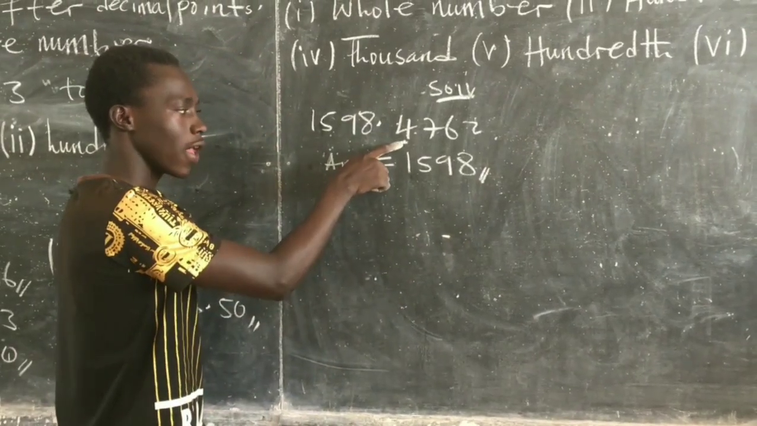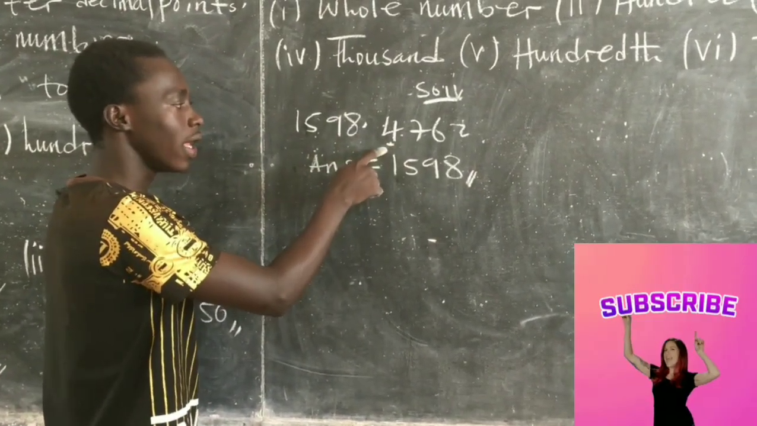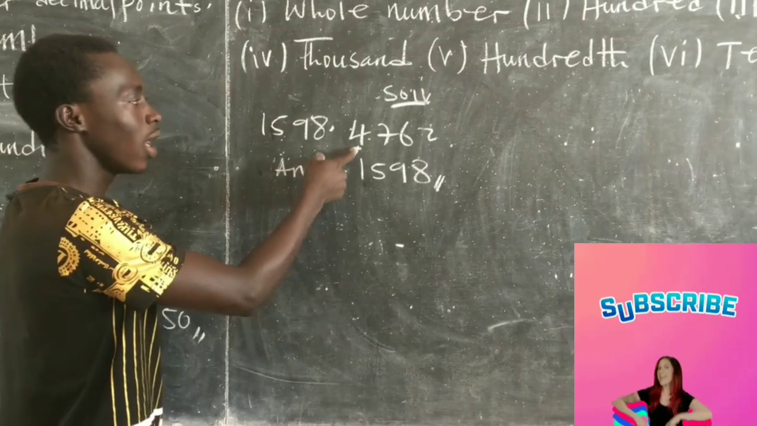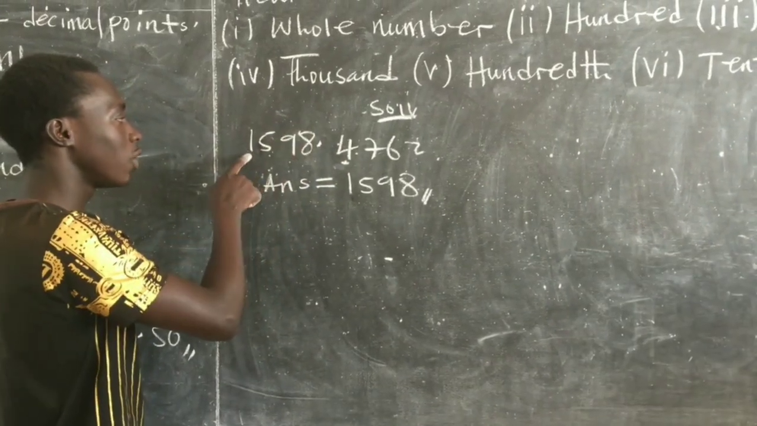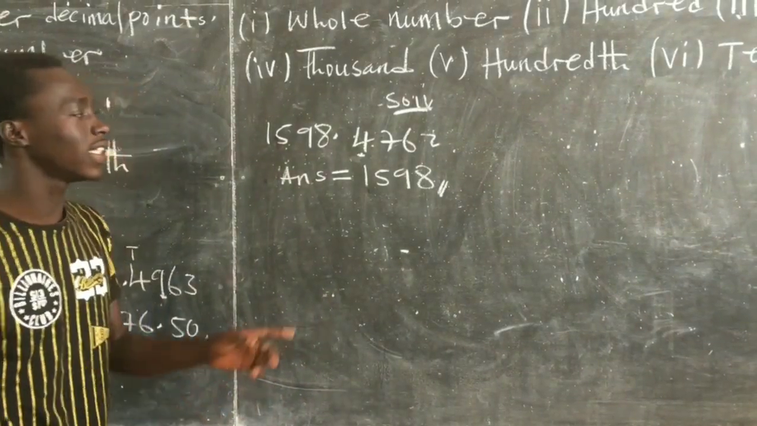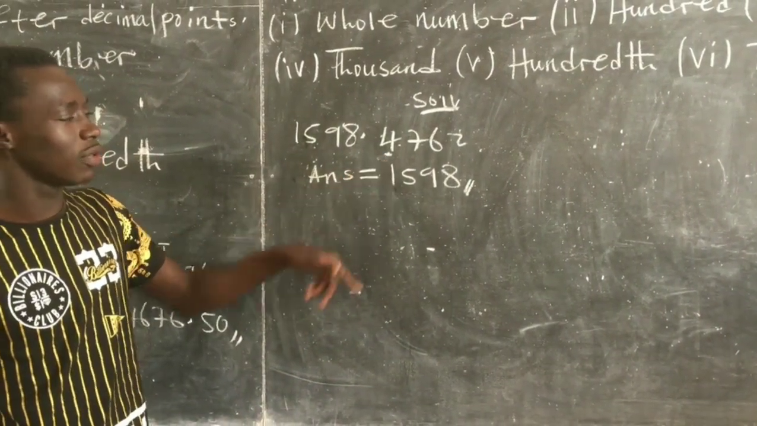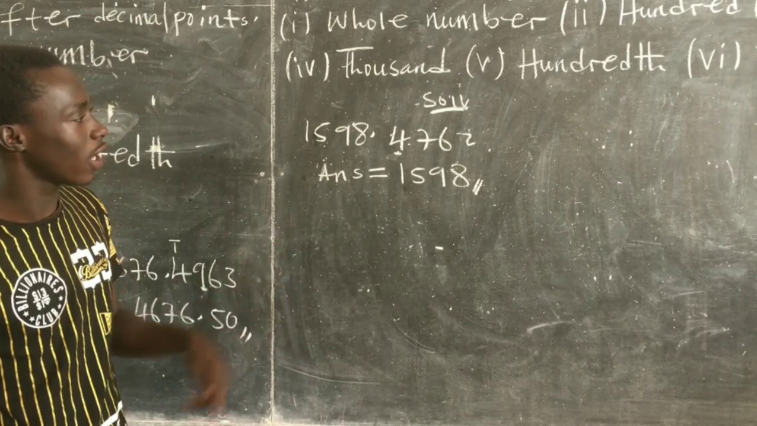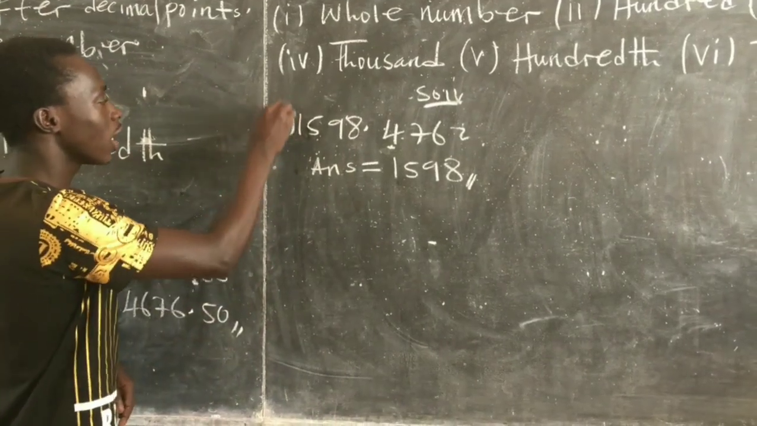If here was 5, let's say here was 5, then we have to take 1 from that 5 and add it to this 8. Therefore, this will become 1599 in nearest whole number. But since it is less than 5, it means we have to round down. That is the final answer for this one, Roman figure 1 in nearest whole number.